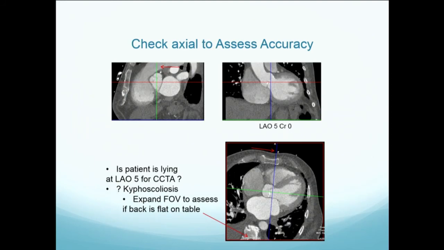Okay, and then you want to check the angle for accuracy. If you're tilted on the table, a lot of the people we do have kyphoscoliosis, you want to be able to scan down and see the table itself and the patient's back. This is not expanded enough for us to tell why this is this way.